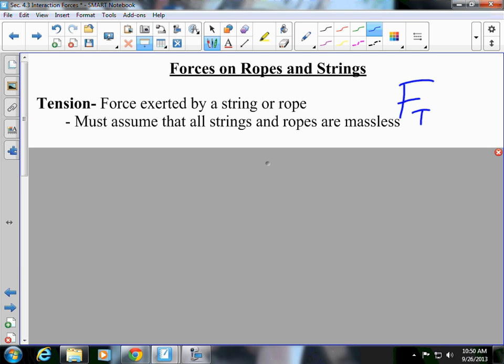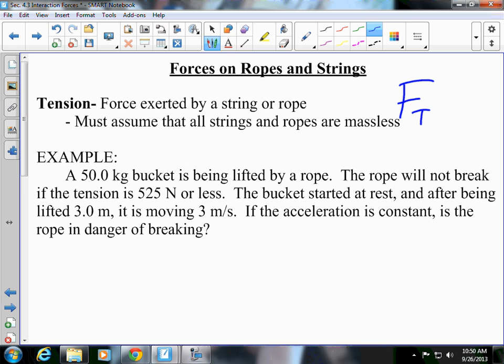So when we talk about the force of tension, it's F of capital T. We have two main forces at play. You're going to have the force of tension on the string counteracted by the force of gravity. What is that going to look like? Well, let's go ahead and do a problem.